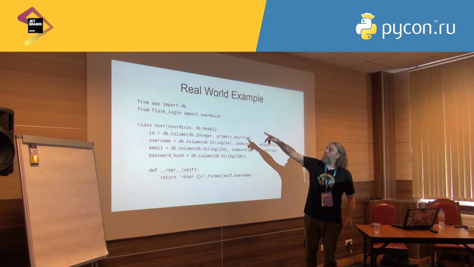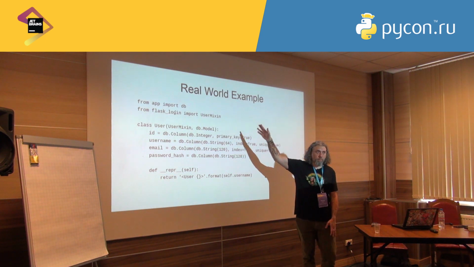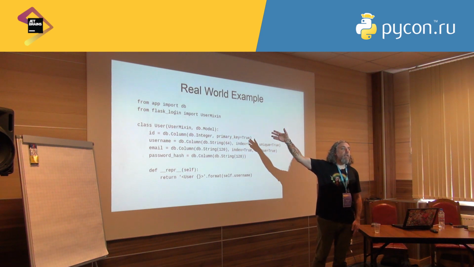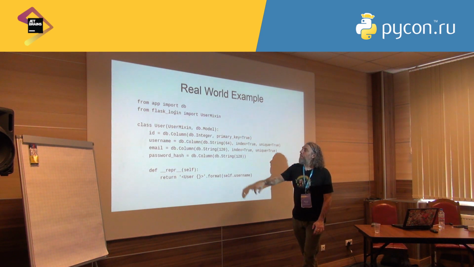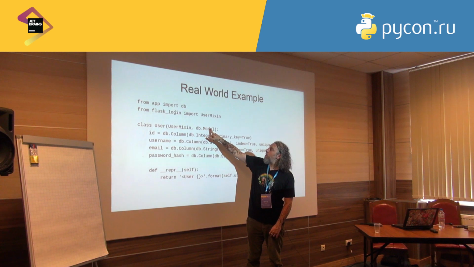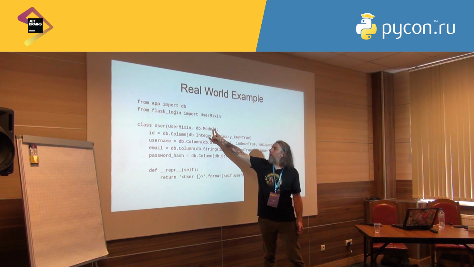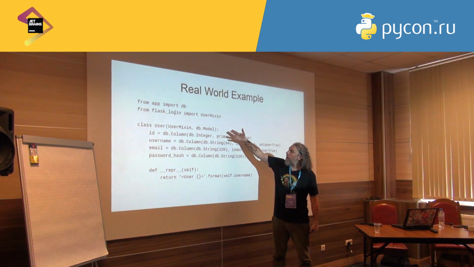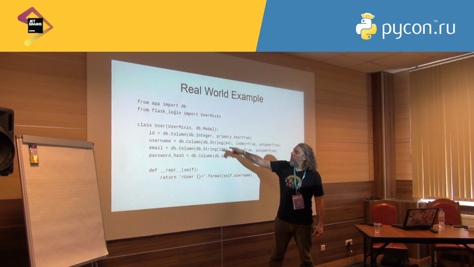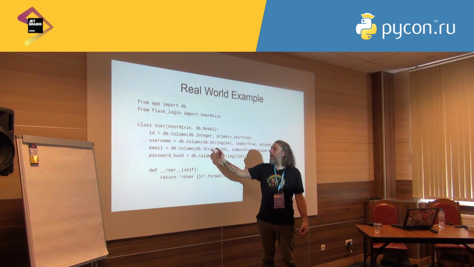Here's a real-world example from Flask. If you're using the Flask Login extension to provide login functionality for your web application, it needs your user model. So you're inheriting from db.Model. This is the object relational mapper. This is SQLAlchemy we're using. We're declaring the user model. We have an ID, which is the primary key. We have a username, string, an email, and a password.